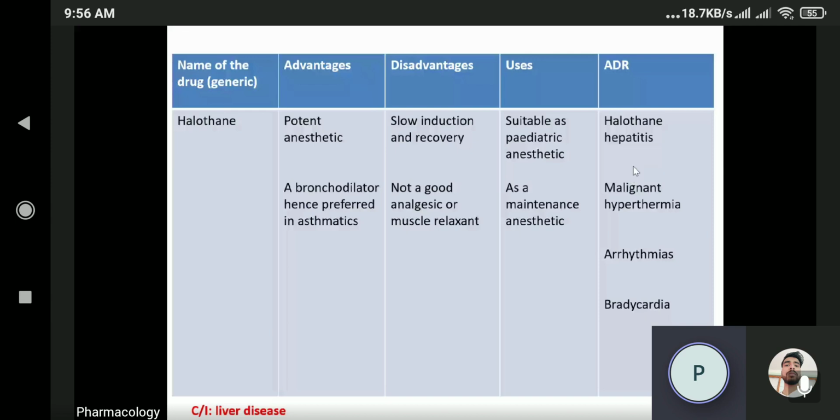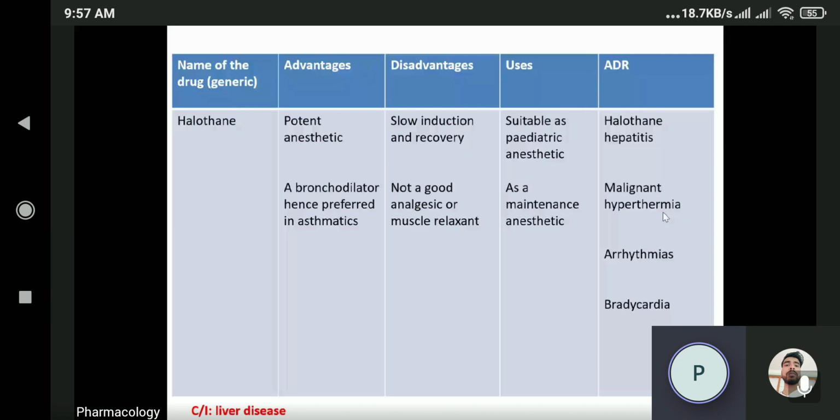So this is the side effect that you must learn and you must know about for halothane. So what is it? Malignant hyperthermia. This is a kind of heritable side effect. You cannot see the side effect in every individual, but there are certain groups of genetic individuals where malignant hyperthermia can be seen.